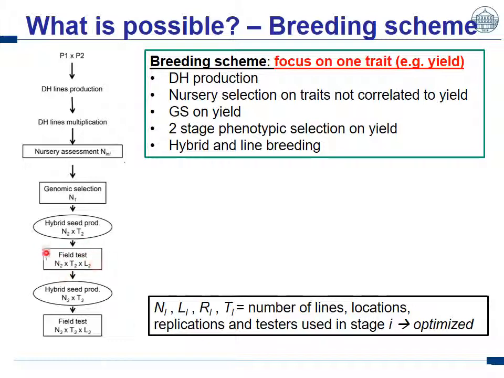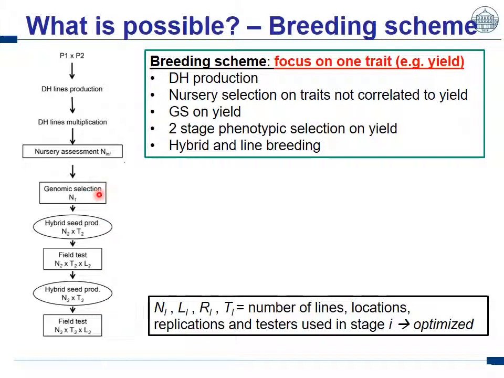Then, based on this data, you make a selection, and you make once again a second hybrid seed production with the better lines, the n3 lines now, with more testers. They are called T3 because it's stage 3 for the lines at least. And then at the end, there's no selection, but you bring them all to the field and make a final field test.